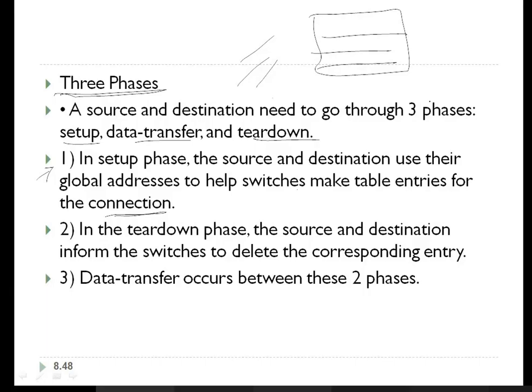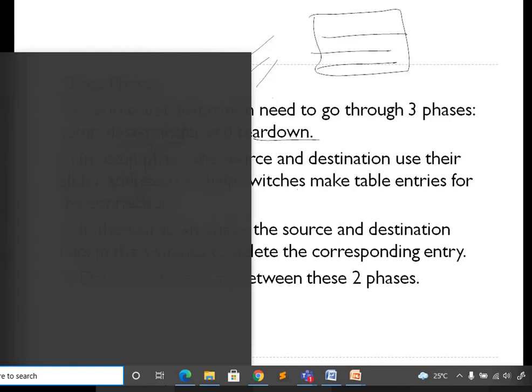Here there are three phases. Yesterday I was explaining the three phases. The procedure used is going to be different compared to the circuit switch network. There also you had a setup phase, data transfer and teardown. Here also you have the same phases, but what is the procedure used in these three phases? Data transfer means it is going to transfer the data, but the procedure used is going to be different.